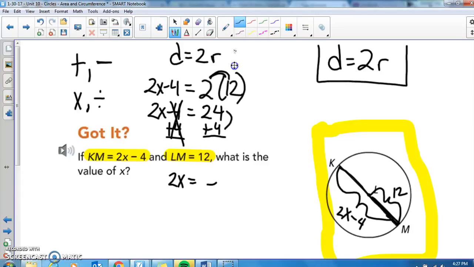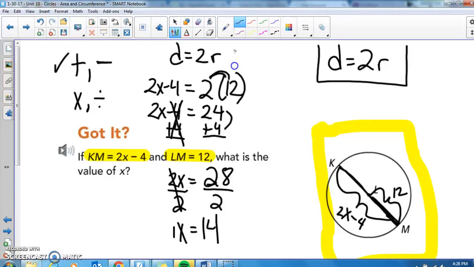So we know 24 plus 4 is 28. That gives me 28. So I've taken care of the adding or subtracting. And now we can see if I have any multiplying or dividing. 2x is the multiplication. So the inverse, or the way we undo it, is to divide. That cancels out. So that leaves x equals 14.